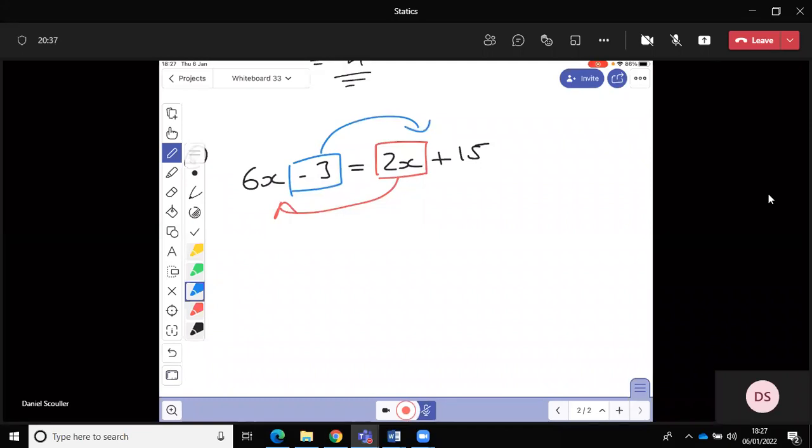Because that's an add, we can take it across and it becomes a negative on the left-hand side. Vice versa, a negative on the left-hand side becomes a positive on the right. So 6x stays where it is. The 2x comes across, it's a positive on the right, so it becomes a negative. We're moving that negative 3 across. The 15 is positive, so that stays where it is. The negative becomes a positive on the right hand side.